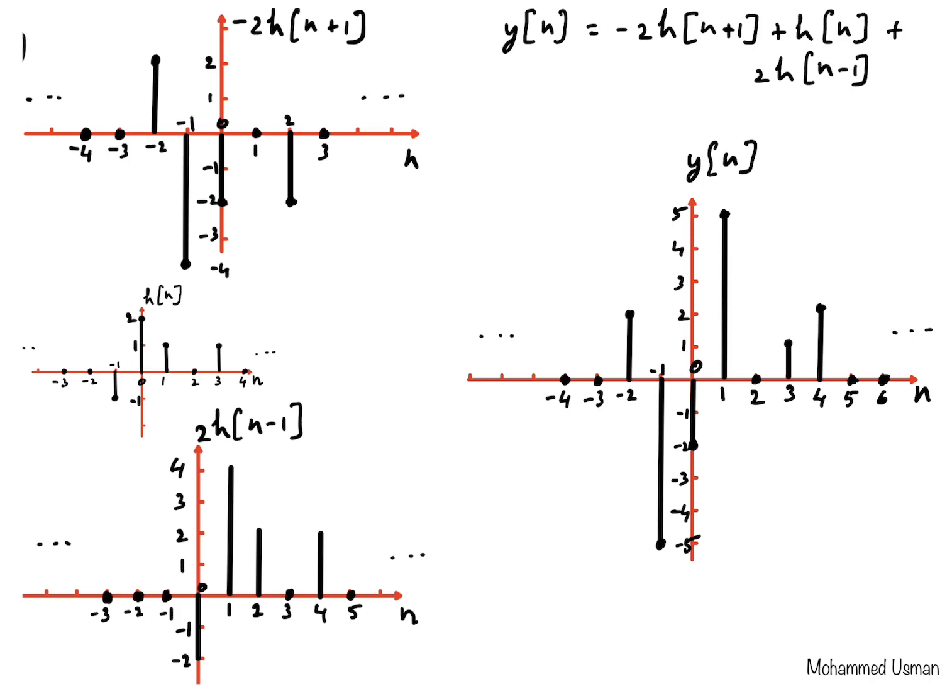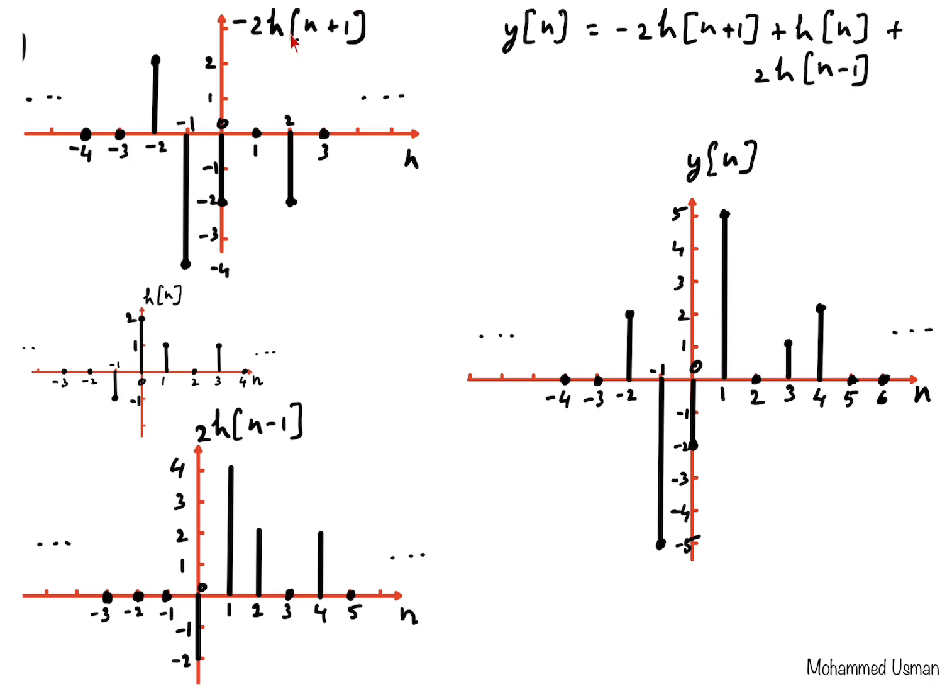So if we know the impulse response of the system, we can compute the response of the system to any arbitrary input by performing the convolution between the input signal and the impulse response of the system. Okay, and this is what we have got here. So what we have done here is basically we have obtained this y of n by adding these three plots, which are nothing but the scaled and shifted versions of the impulse response.